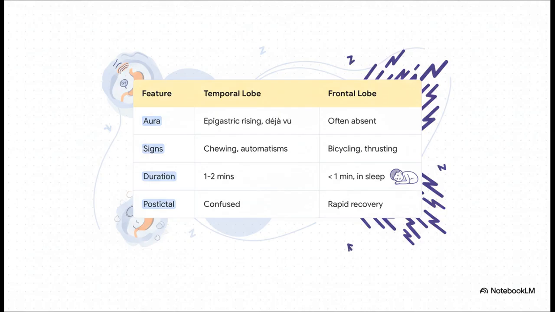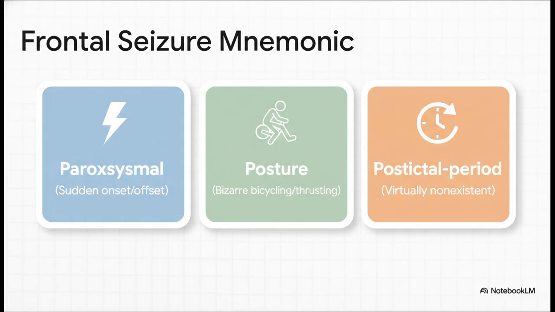Now, compare that to frontal lobe seizures. These can look so bizarre. We're talking violent bicycling movements, pelvic thrusting. They're often super short, happen during sleep, and then, poof, the person is right back to normal. Totally different vibe. And because those frontal lobe seizures can be so weird and easy to misdiagnose, here's a killer mnemonic to lock it in your brain.